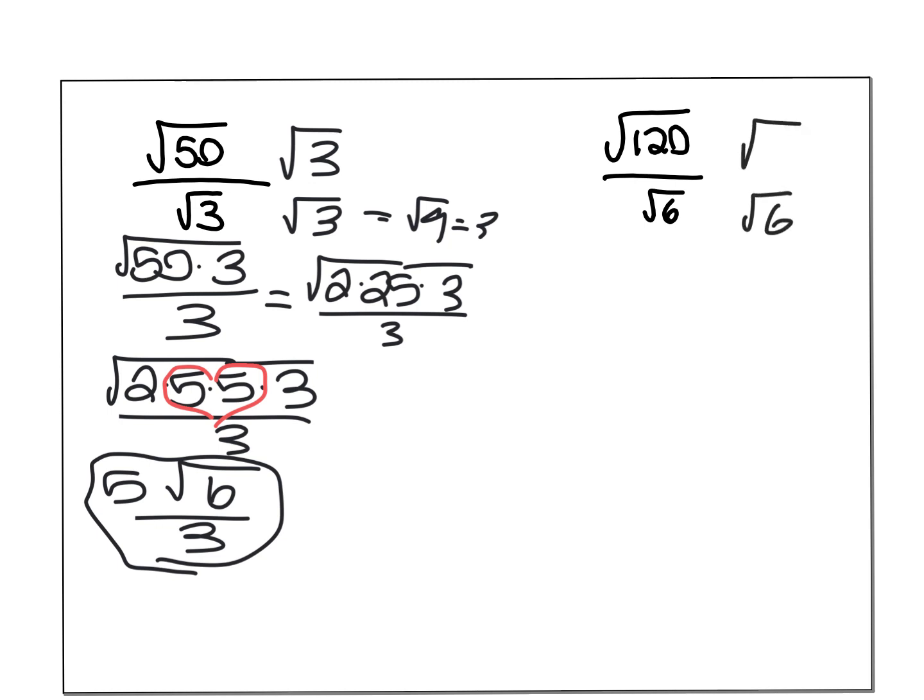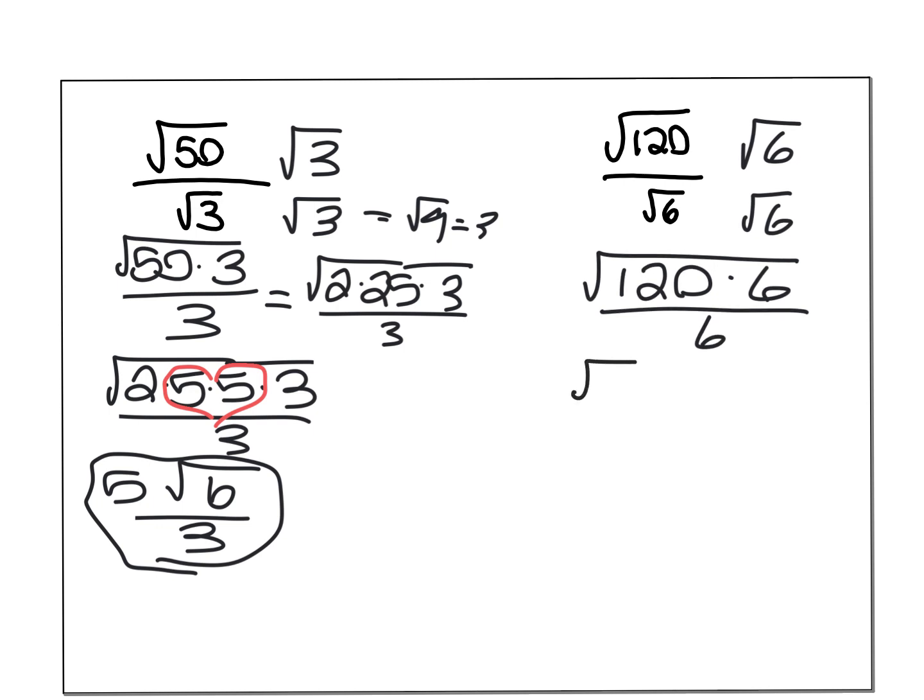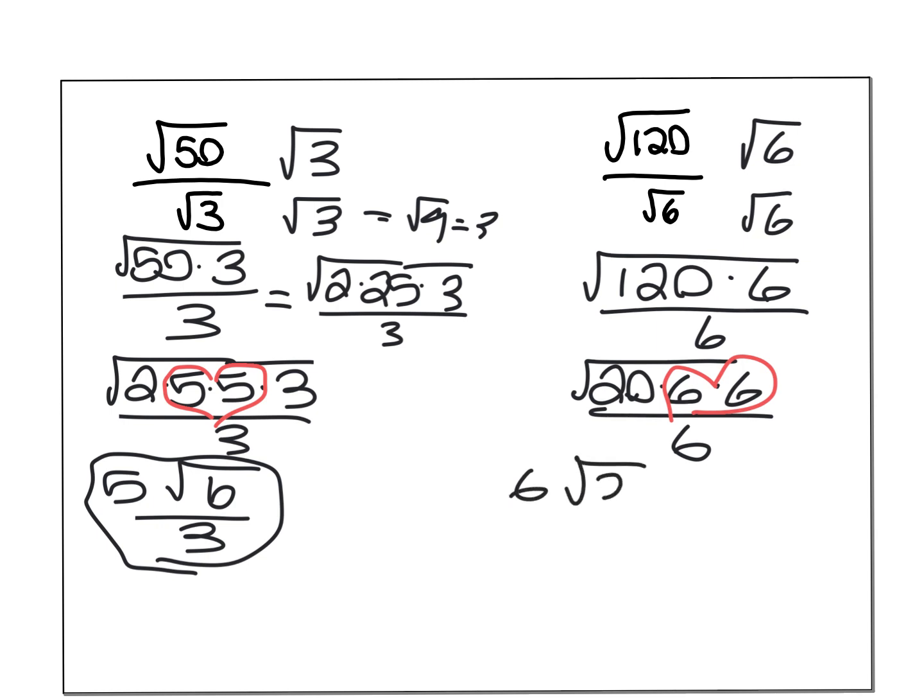So multiply by itself. So now I've got 120 times 6, all over... we're getting rid of the hat. All right, I know I can break 120 down. And if I think about it, that is 20 times 6 times 6 over 6. So actually, I've got a couple right here. Let me go ahead and pull them out of the house. 6 square root of 20 over 6.